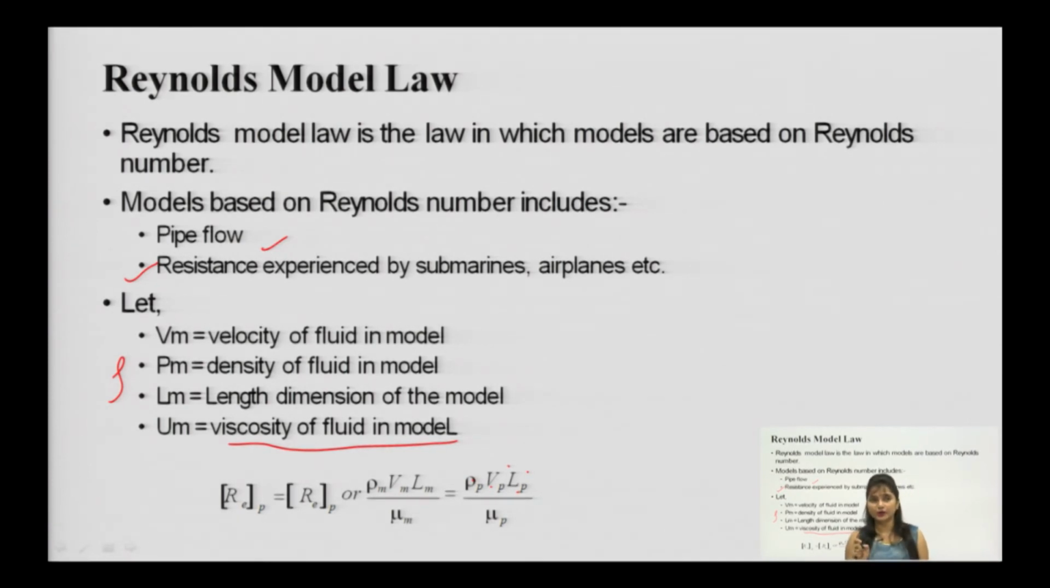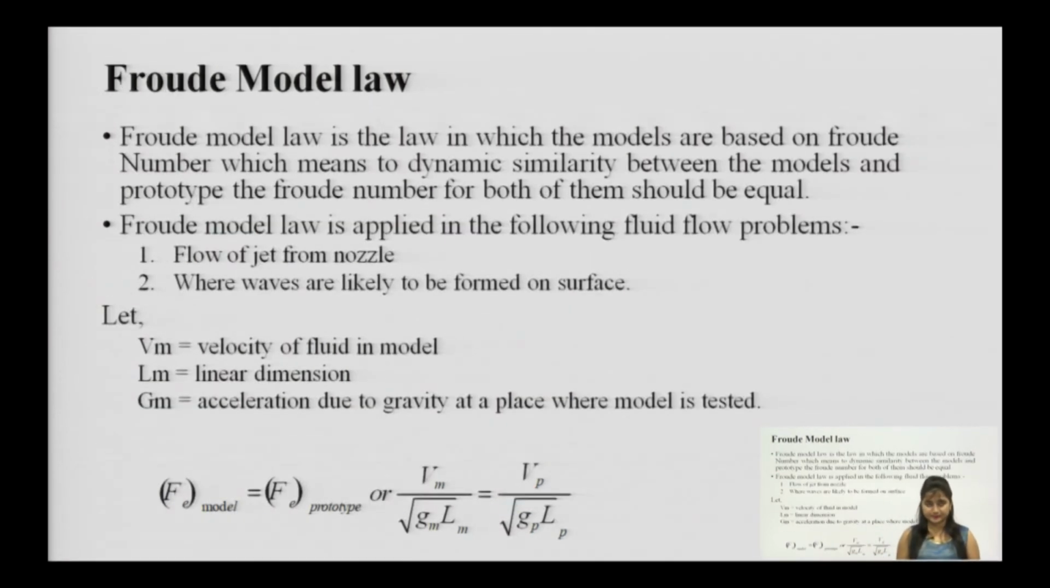If they are equal, it means they are following Reynolds model law. If you have manufactured any model based on the Reynolds model law, then it is very clear that the Reynolds value for the model and the Reynolds value for the prototype will be the same.